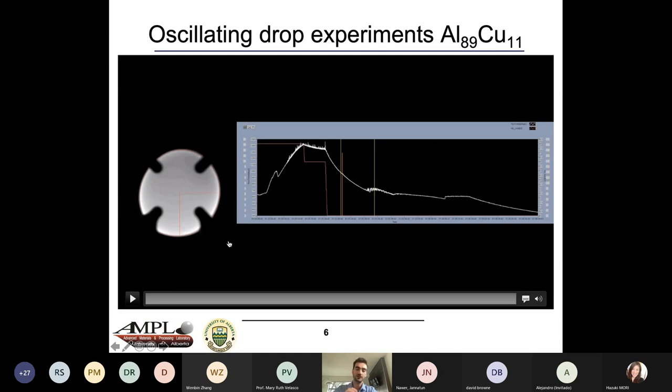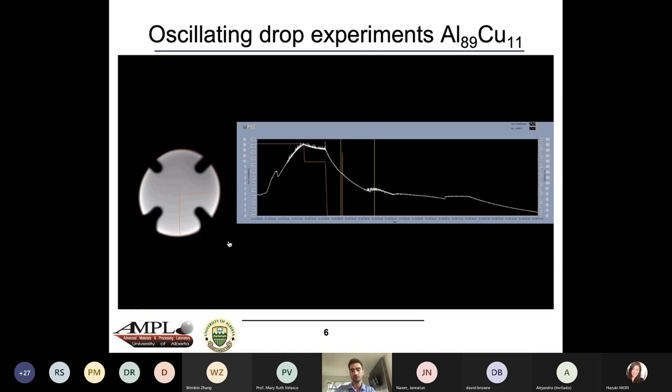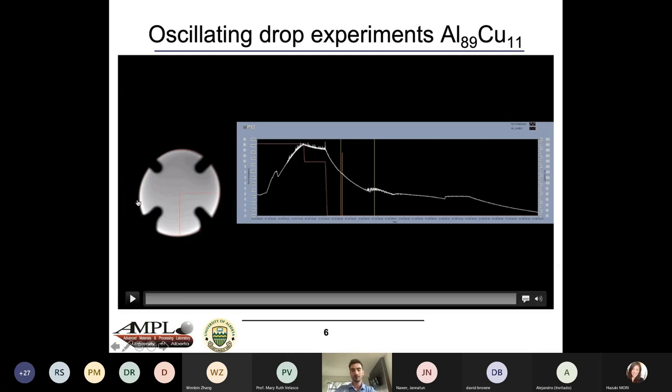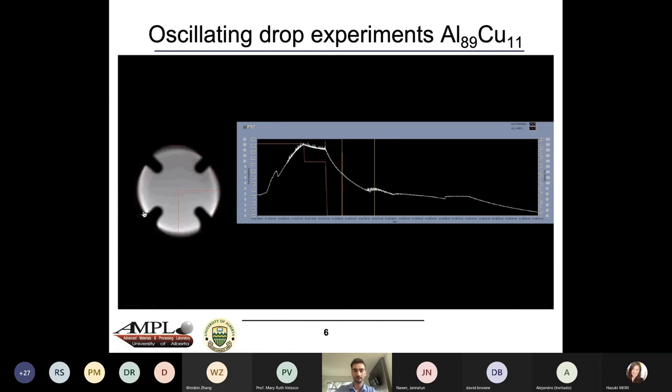So here we are at the stage when we are going to trigger oscillations in the sample. You can see around the sample, we have this red contour that is detected by our algorithm to detect the edge of the sample. And these red lines are also detecting the radii of the sample along the horizontal and vertical axis. Now you will see that the sample is going to be triggered to oscillate like that. And we can see how it responds to this oscillation.